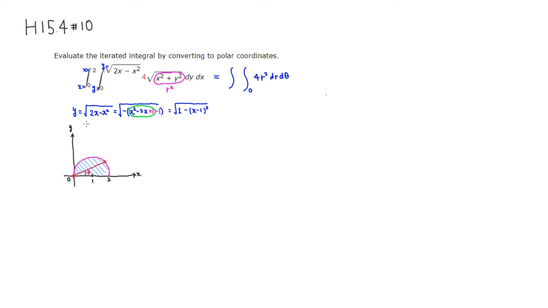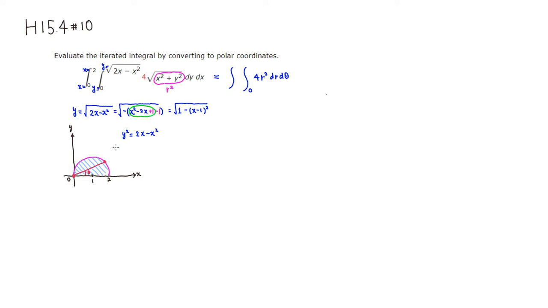Let's do this. If you square both sides, you're going to get y squared is equal to 1 minus x minus 1 squared. Actually, better yet, hold on a sec, I'm just going to use the original one. So it's going to be 2x minus x squared. So that's the equation.